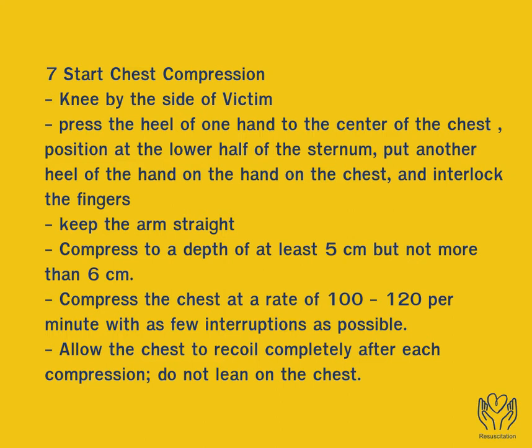Press the heel of one hand to center of chest, position at lower half of the sternum, put another heel of the hand on chest, and interlock the fingers. Keep arms straight. Compress to a depth of at least 5 cm but not more than 6 cm. Compress the chest at a rate of 100 to 120 per minute with as few interruptions as possible. Allow the chest to recoil completely after each compression, do not lean on the chest.